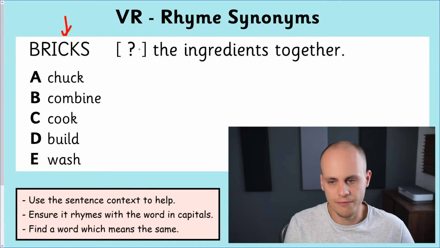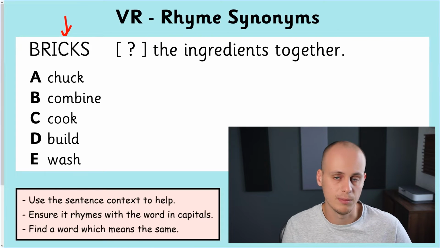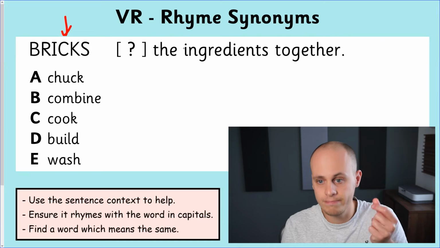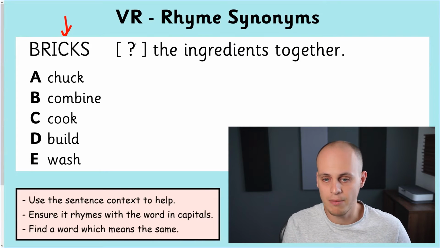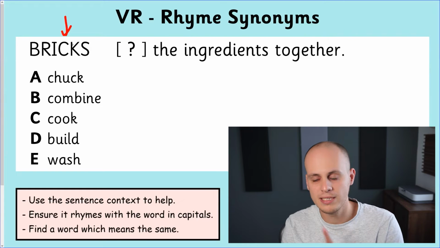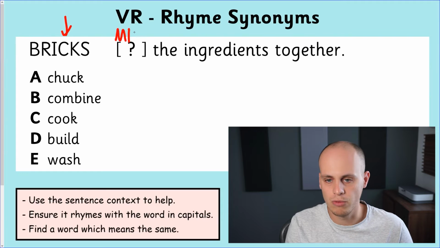So here's my top tip for this one. Firstly, just read the sentence. Can you work out what this word might be through the context of the sentence alone? Sometimes you can, sometimes it's a bit more abstract. This one says, the ingredients together. What might you do with ingredients together? Now, the first thing I think of is mix the ingredients together. Now, mix can only be the right word if it rhymes with the word in capitals. Bricks, mix, they do in fact rhyme. So that's how we confirm whether we've got the right word or not.